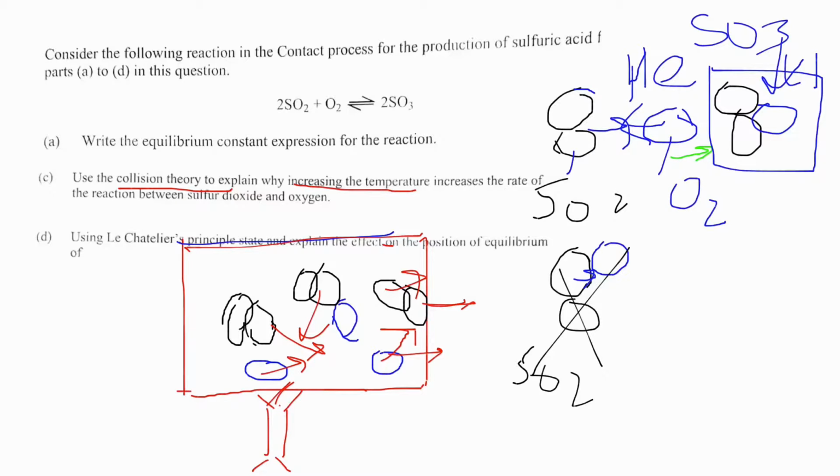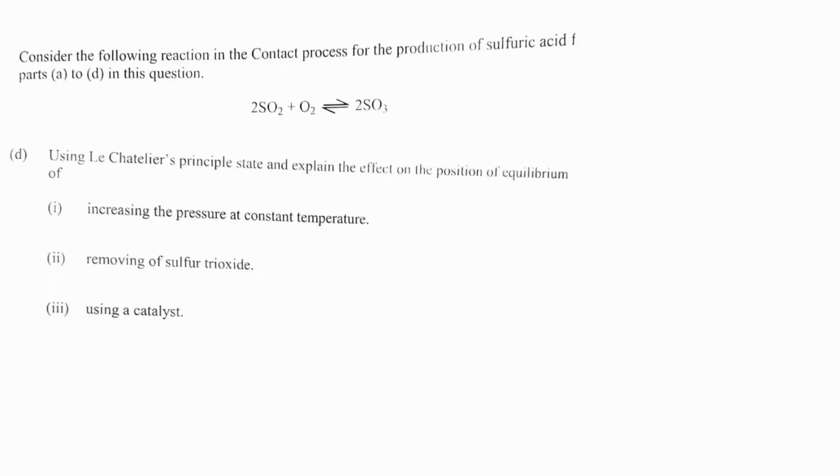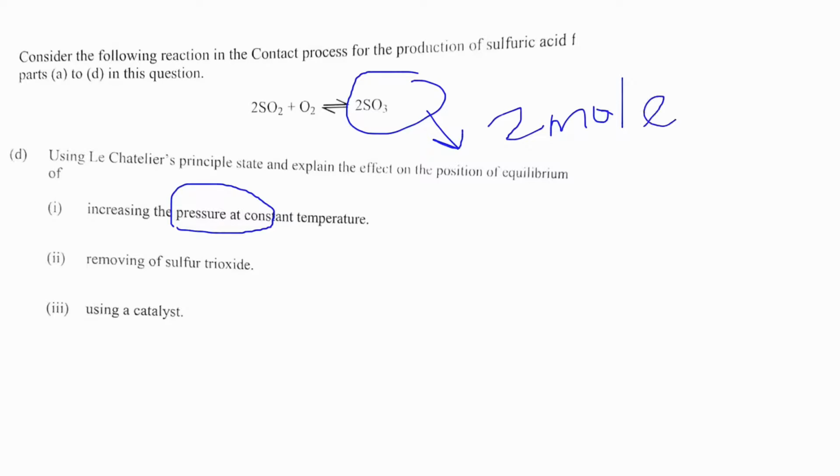Okay, so now let's do the next part of the question. Here in the next part of the question, they have asked, using Le Chatelier's principle, state and explain the effect on the position of equilibrium. What is the main thing you should remember here? First we will do pressure. Whenever pressure is asked, you need to count the number of molecules on both sides, the reactant side and the product side. So here on the product side, you can see 2SO3 is there, so there are 2 molecules. Just see the coefficient here.